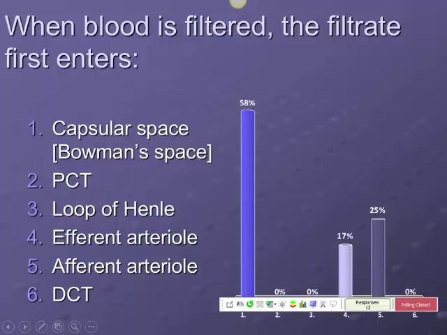Capsular space, yes. The filtrate does not go to the efferent arteriole or the afferent arteriole. It's blood which passes from the afferent arteriole through the glomerulus into the efferent arteriole. What is filtered is called the filtrate. That filtrate first passes, as you saw in the video too, and in that other picture, through that filtration membrane into the capsular space, okay?